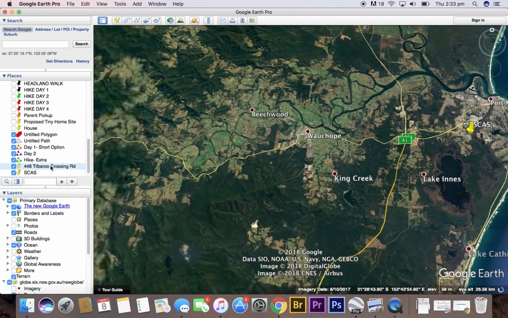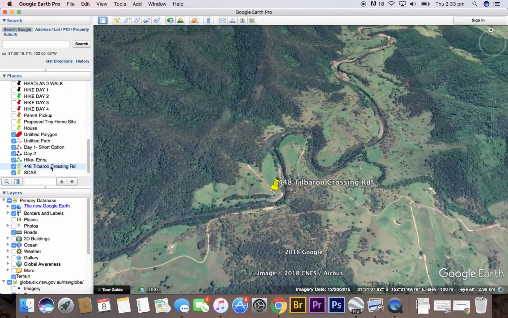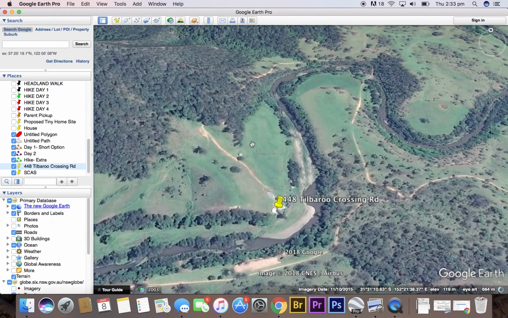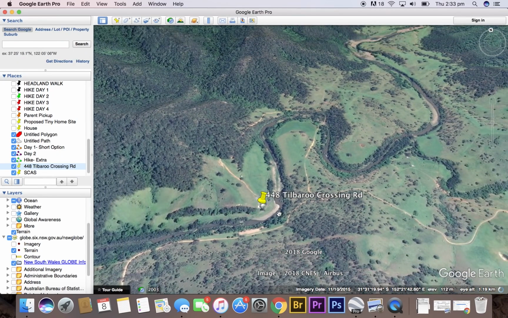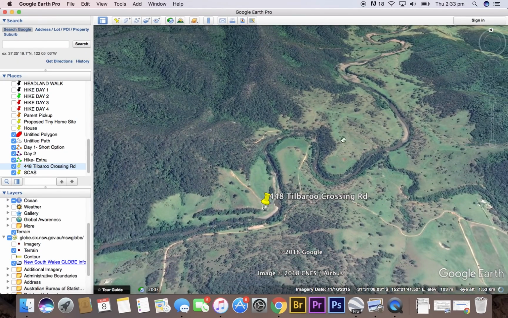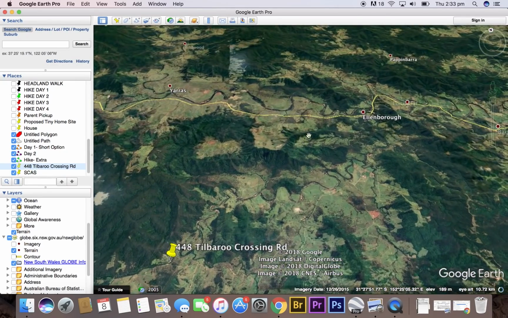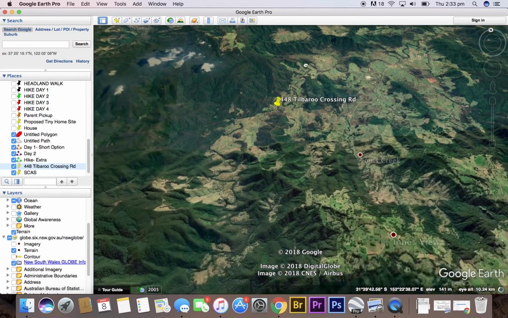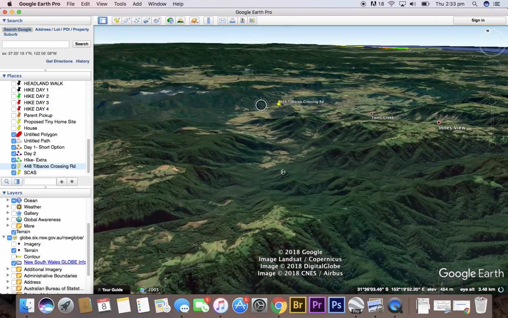So as we can see, we're heading in a westerly direction and we find ourselves at 448 Tilbury Crossing Road. Now, if we look at this actual location, we can see that it lies on the Ellenborough River. So the Ellenborough River is this watercourse that eventually flows further down into the Hastings River here at Ellenborough. And we can see that in terms of the topography, it's quite a mountainous area.